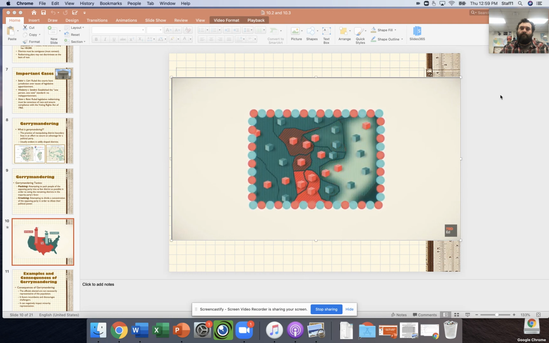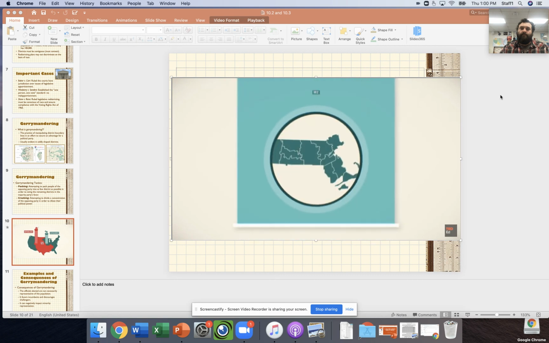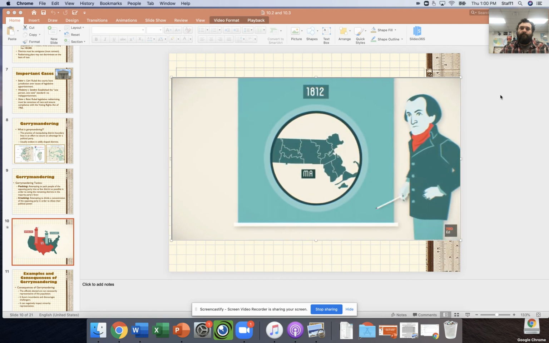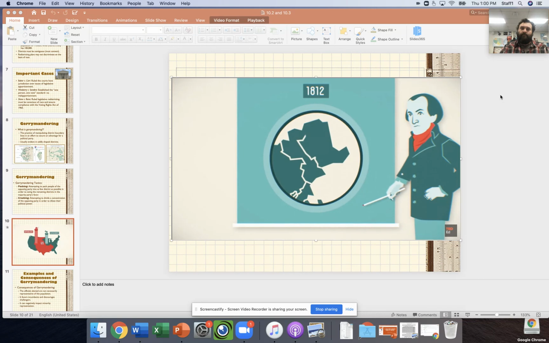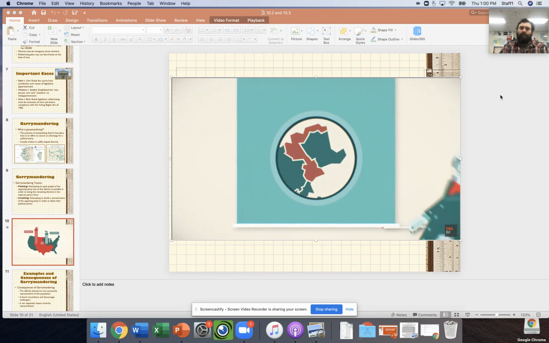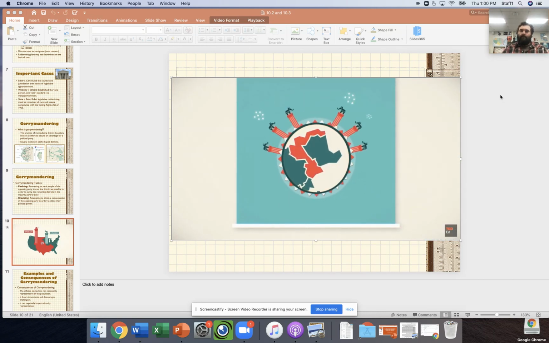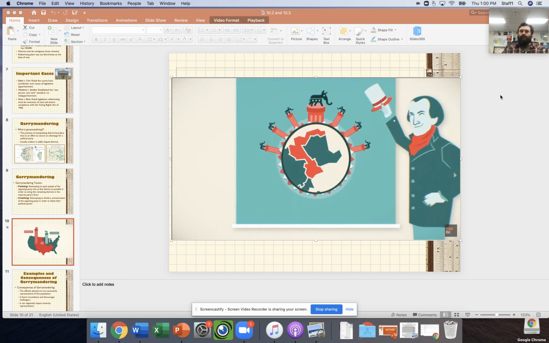So, to understand how this process began and how it continues today, we must go back to 1812 in Massachusetts. Elbridge Gerry, the governor of Massachusetts, supported and signed a bill to allow redistricting. That is, redrawing the boundaries that separate districts. The catch? The new lines would favor Gerry's own political party, the Democratic-Republican Party, which no longer exists.